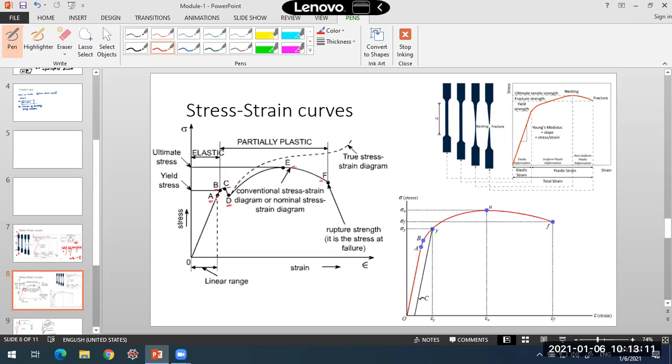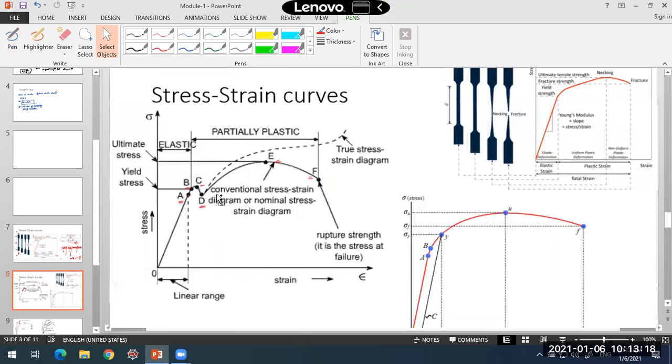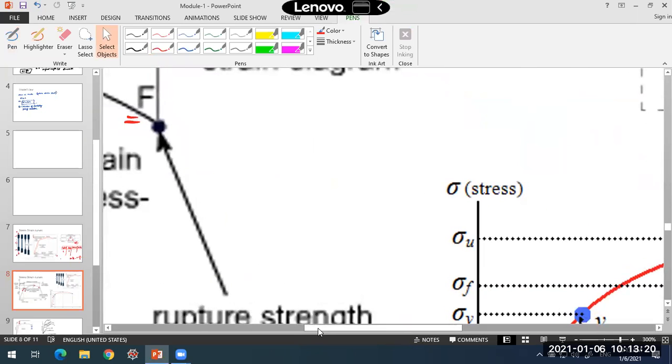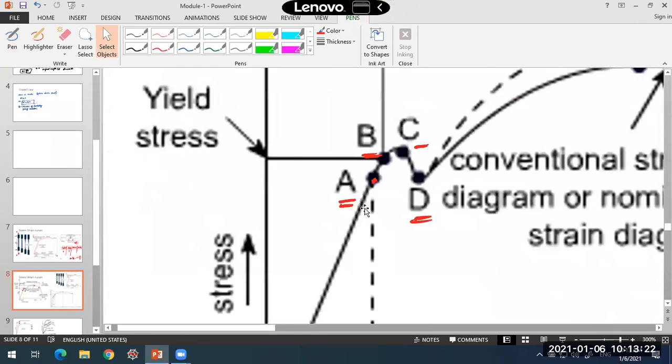If you look at the region between A and B, the variation between stress and strain is not shown in the form of a line. It is no more linear there. It has been represented by a small curve here. It is not a straight line here. So that is a small curve.